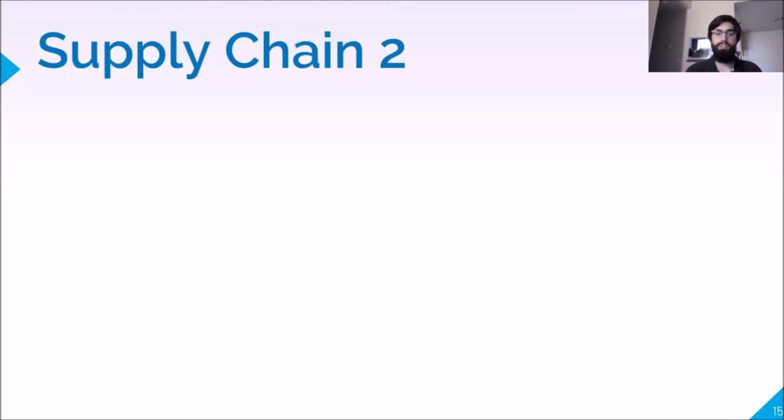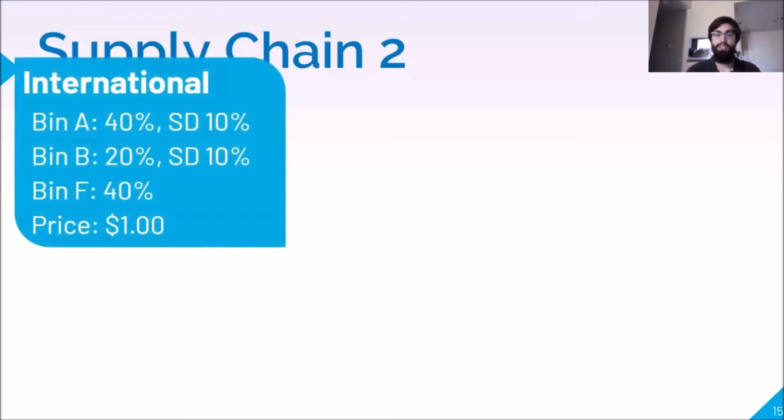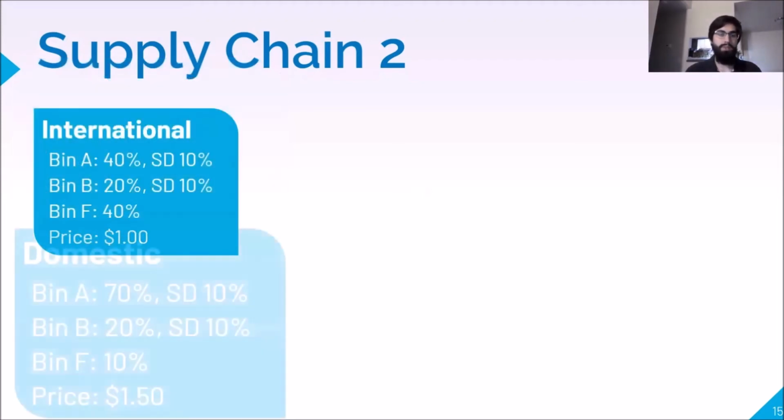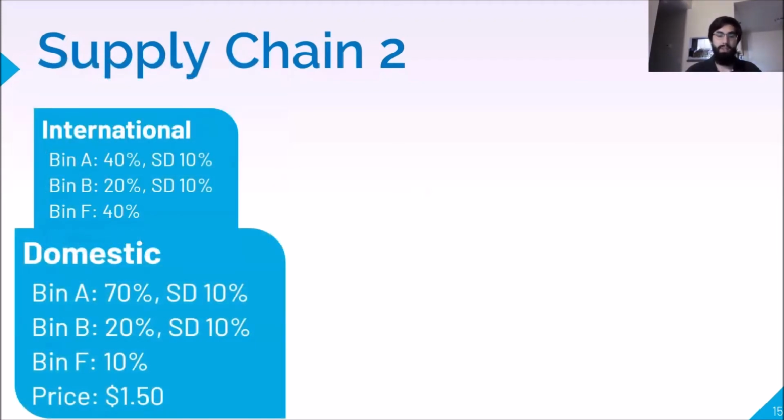After running this, we wanted to test it on a more complex supply chain. Supply chain 2 has an international supplier. This supplier has all the same stats as the previous supplier, but has a price of $1 per unit. We also added a domestic supplier. The supplier has a bin A rate of 70%, so much higher than that of the international supplier, a bin B rate of 20%, and a failure rate of just 10%, much lower, but with an increased cost of $1.50 per unit.